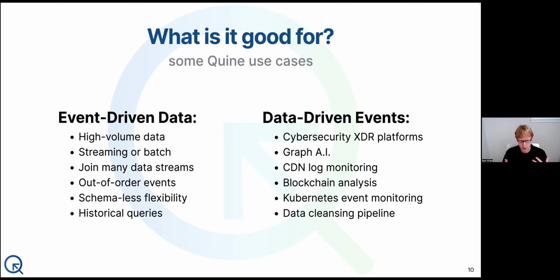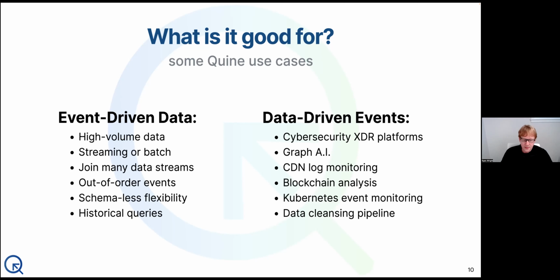You can handle out of order data because those event streams come in and build the same graph under the hood, or inside of Quine. And so even if data arrives out of order, that doesn't matter. It can come in, stream in, build the same graph, and you get the same results.